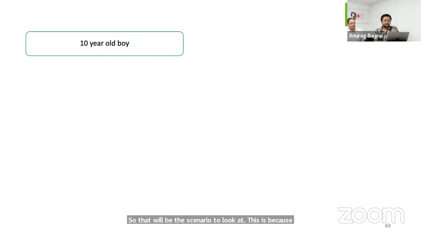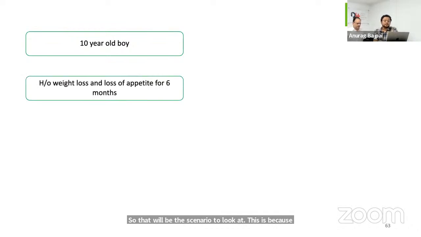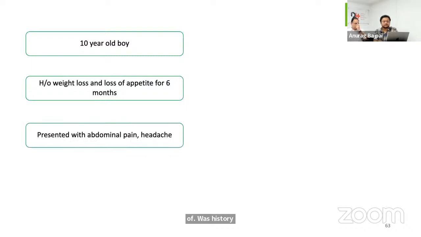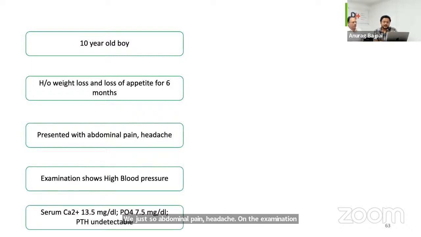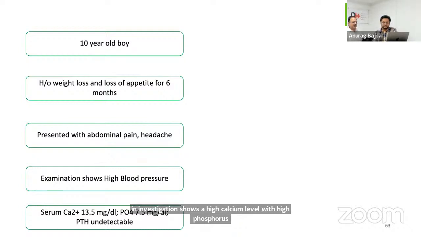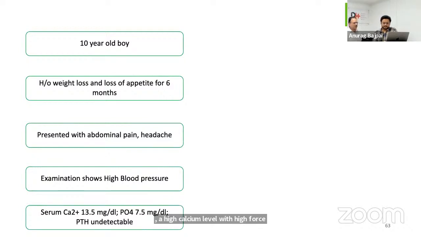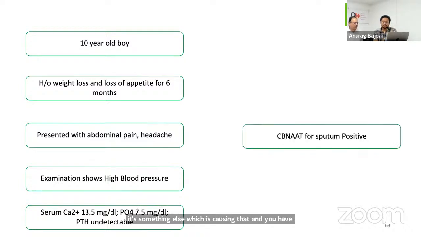Now, a 10-year-old boy who has a history of weight loss and loss of appetite for the last 6 months presented to us with features of abdominal pain and headache. On examination, we found he has high blood pressure, and investigation shows a high calcium level with a high phosphorus level. So hypercalcemia with hyperphosphatemia, undetectable PTH. So it's something else which is causing that. And you have been given some clues about weight loss and loss of appetite. So what will the possible causes be that people will look at?